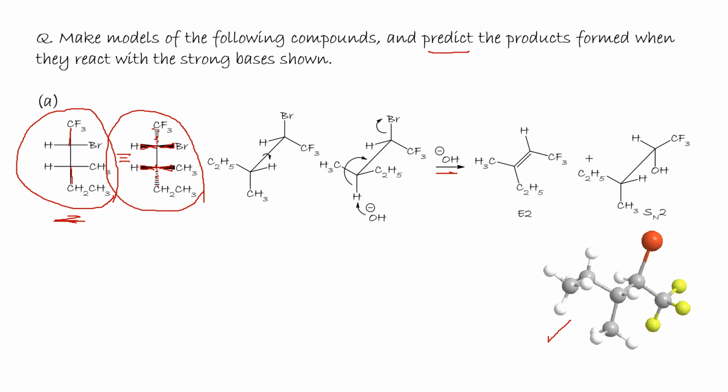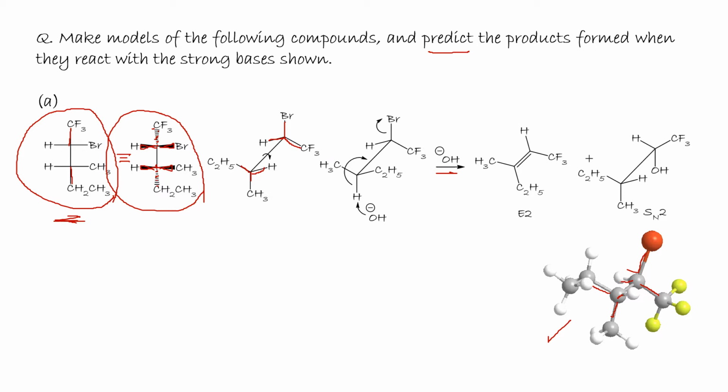So the Br is up, CF3 right, H left, and then on this carbon, the carbon in front, hydrogen right, ethyl group left, CH3 in the bottom, everything's fine. Okay.